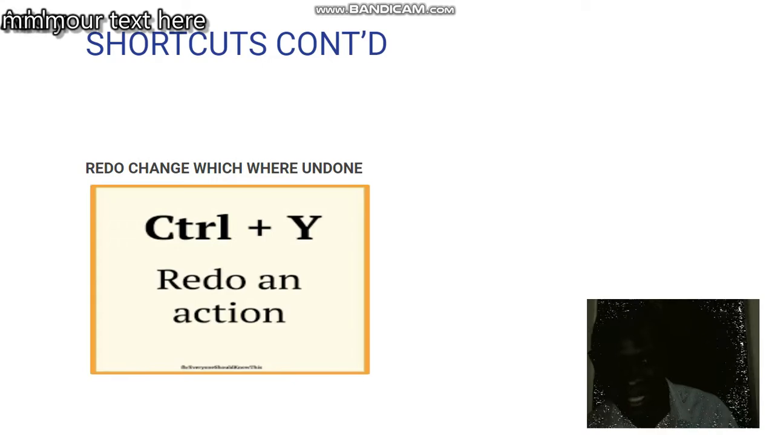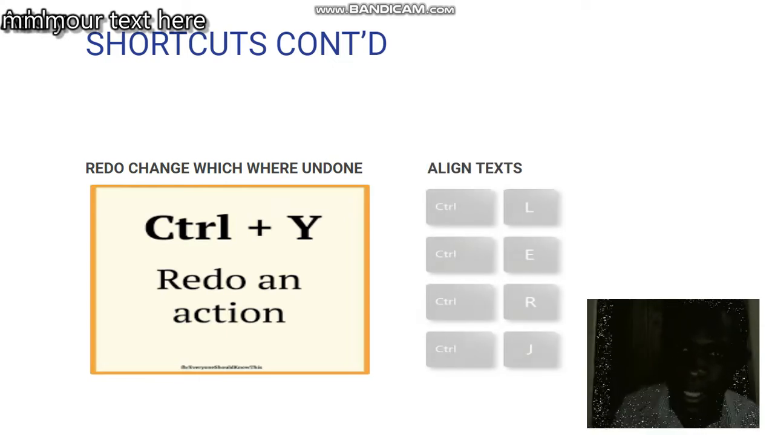Another aspect we're going to talk about in shortcuts is how to redo changes which were undone. For example, you did something and then undid it, but then you realize, okay, this is what I want to do. Then you want to redo that change. You can use Control Y. Control Y helps us redo changes that we earlier undid, and this also helps to make sure that we don't make mistakes during our presentations.